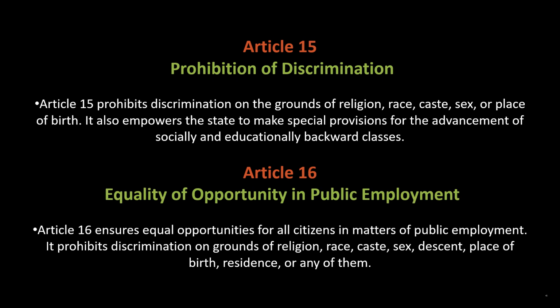Article 15. Prohibition of discrimination. Article 15 prohibits discrimination on the grounds of religion, race, caste, sex, or place of birth. It also empowers the state to make special provisions for the advancement of socially and educationally backward classes. Article 16. Equality of opportunity in public employment. Article 16 ensures equal opportunities for all citizens in matters of public employment. It prohibits discrimination on grounds of religion, race, caste, sex, descent, place of birth, residence, or any of them.